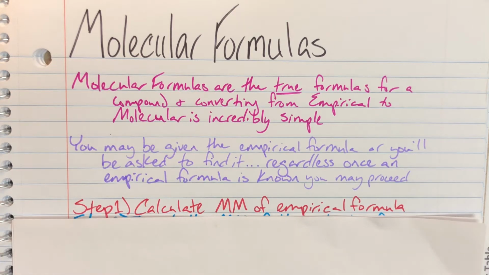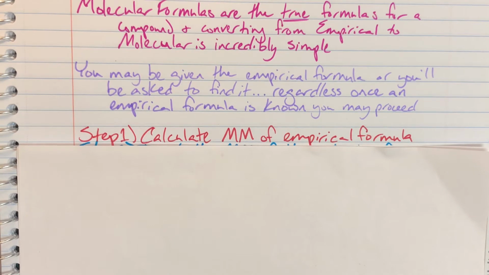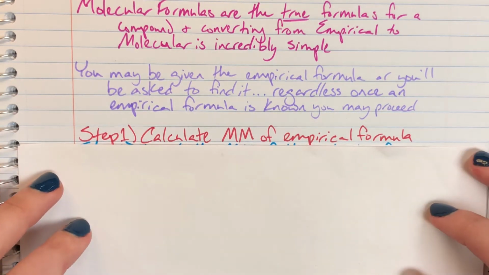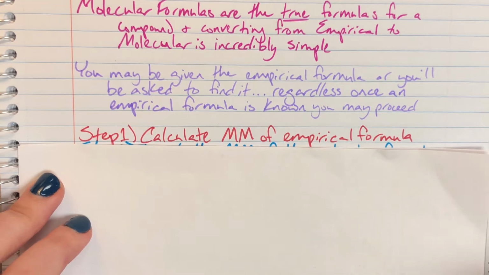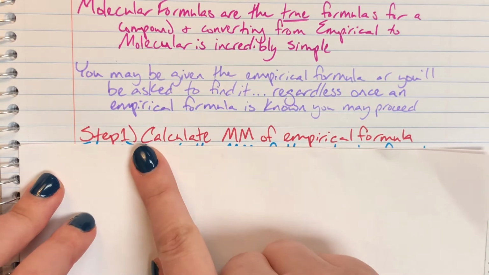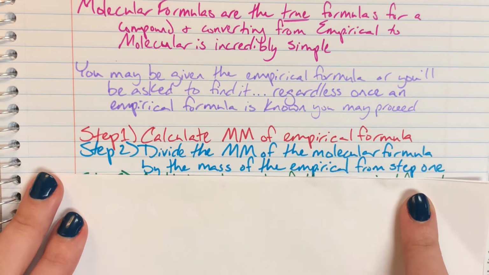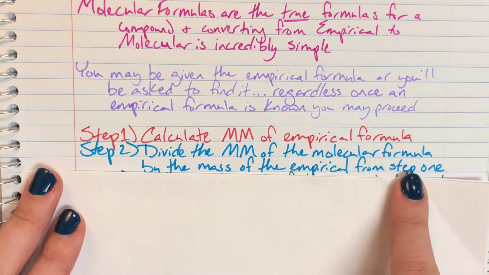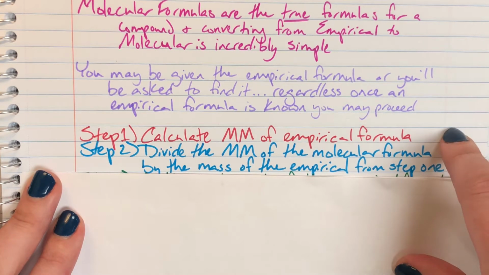Step 1 is going to be calculating the molar mass for the empirical formula. Again, like I said, you do need that empirical formula before you can move on, but the molar mass for the molecular formula should be provided within the problem. So all you need to do is calculate the molar mass for the empirical, divide the molar mass of the molecular formula by that of the empirical that we calculated in step 1.